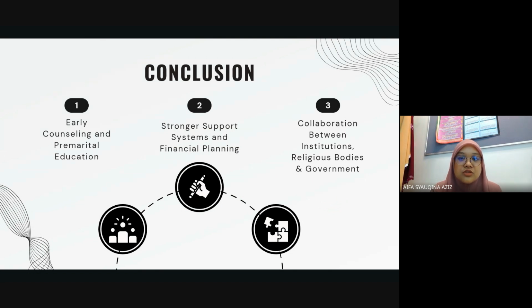Additionally, building a stronger support system and promoting financial planning skills are crucial steps to help couples manage the pressure of marriage more effectively. These tools can play a significant role in preventing breakdowns in relationship. Lastly, a collaborative effort between educational institutions, religious organizations, and the government is essential to foster a culture that values strong, resilient families. By working together, we can build a future where marriages are not only more stable but also more fulfilling.